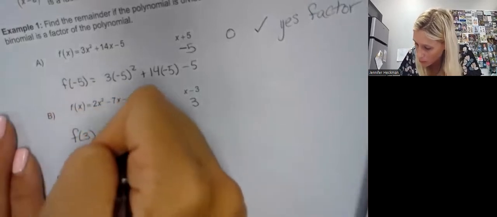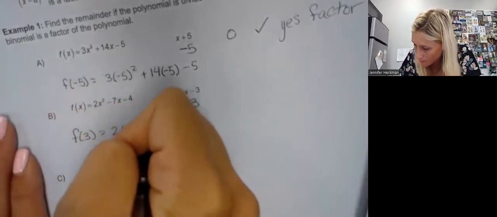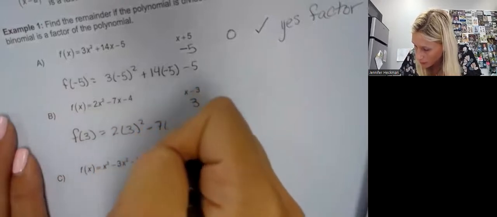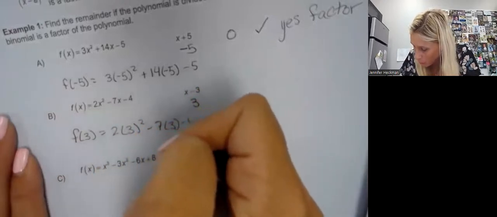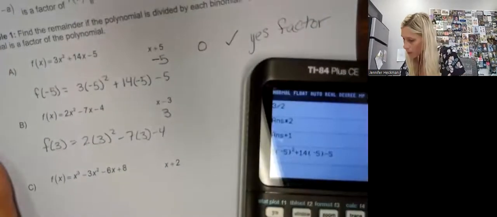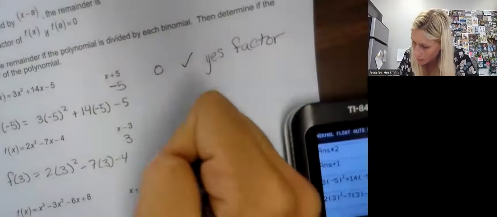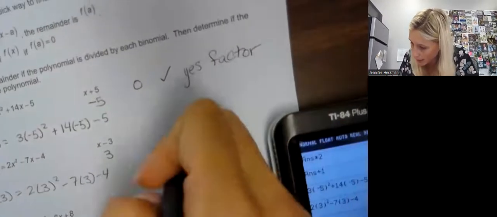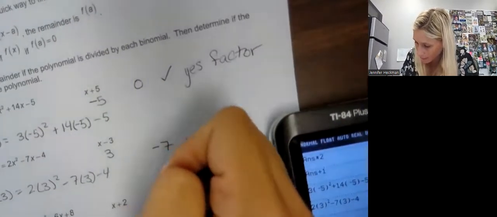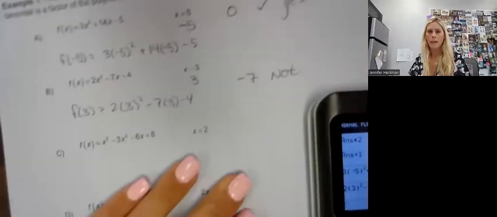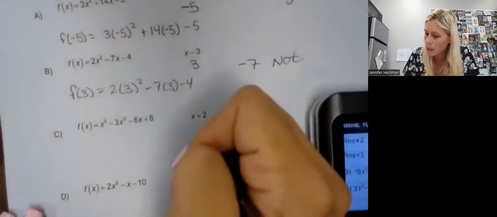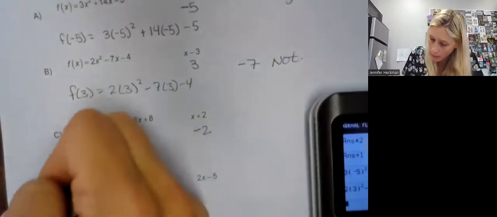So we get 2 times 3 squared minus 7 times 3 minus 4. Okay. So 2 times 3 squared minus 7 times 3 minus 4, and I get -7. So -7 is the remainder, and it is not a factor. Okay, what makes this 0? -2. So let's plug that in.